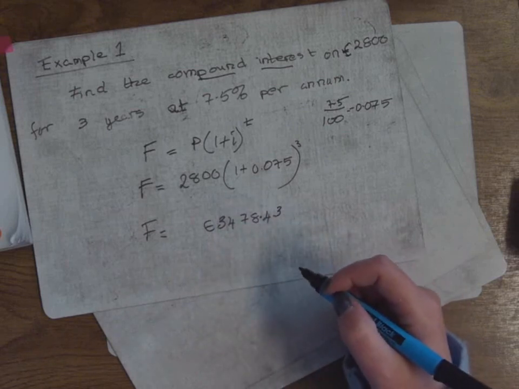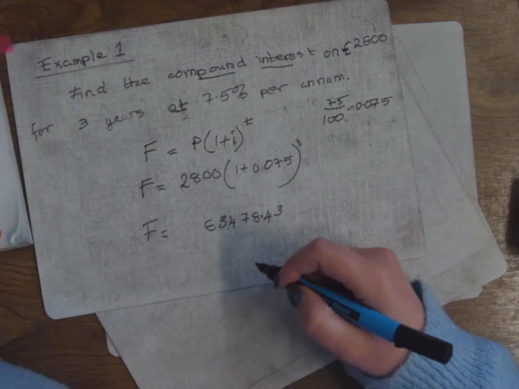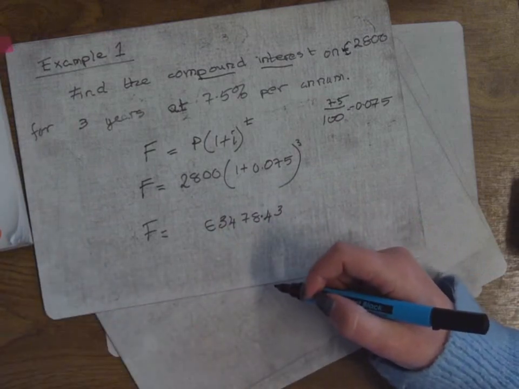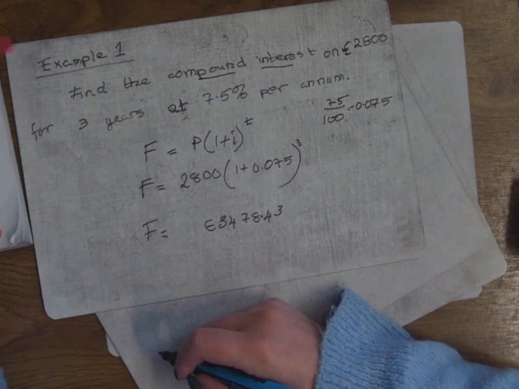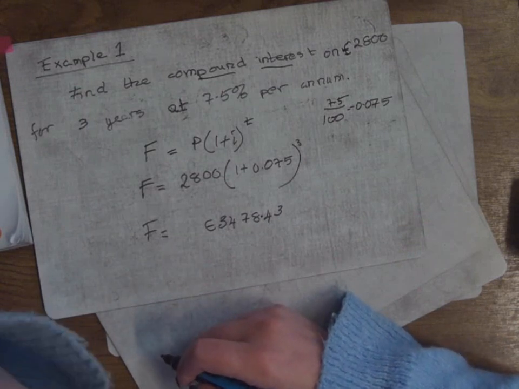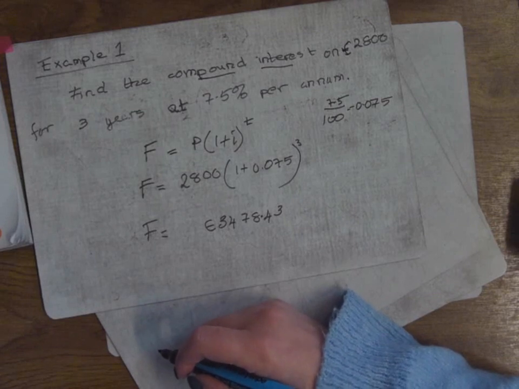Is that okay? You're rounding it to two decimal places. Okay, so not necessarily rounding up. I should have said rounding it. You're rounding it to two decimal places. Why? Because it's money. Always round money to two decimal places, even if they don't tell you.